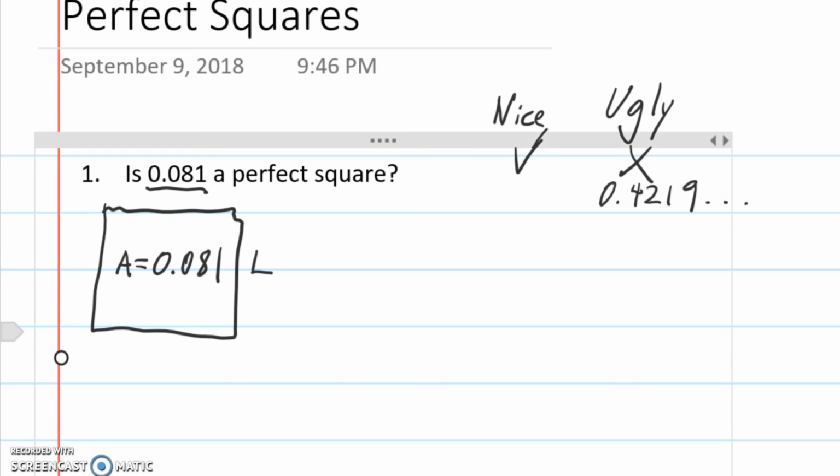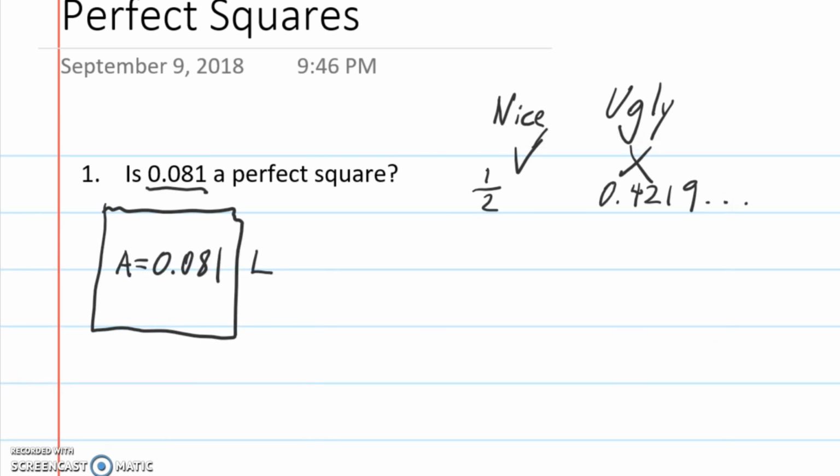Nice numbers are any sort of fraction, 1/2, or a stopping decimal, or a repeating decimal, the line on top. Okay? So we've got ugly numbers, we've got nice numbers, but it has to do with the length of the side.